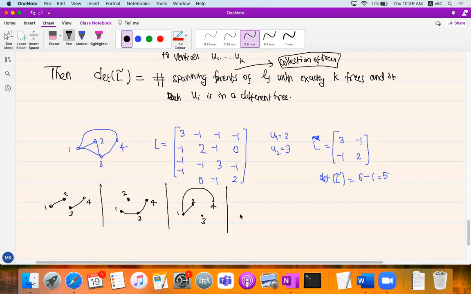But the following is possible: 2, 1, 4 and 3 is isolated. Well, 3 is isolated, 2, 1, 4 is together. So this is the only possibility if 3 is isolated. But when 2 is isolated, this is not the only possibility. We can also have 1, 4, and 3. See, when 2 is isolated, we are left with a 3 cycle. I can delete any of those 3 edges.